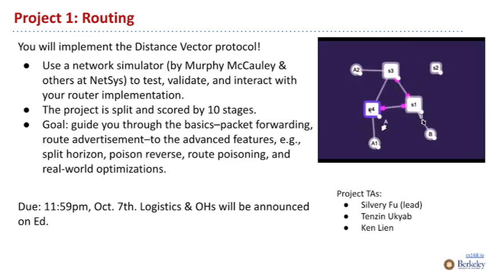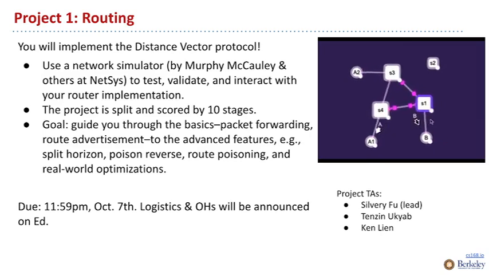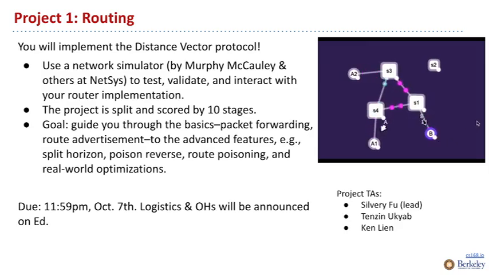So the project is split and scored by 10 stages, and the goal is going to be effectively to derive each of the changes that we learn to distance vector, optimizations to distance vector, starting from just basic packet forwarding and then understanding why we need things like split horizon, poison reverse, route poisoning, et cetera. It's going to be due at midnight on October 7th. And all of the information is going to be on ED at 12:30, immediately after lecture.